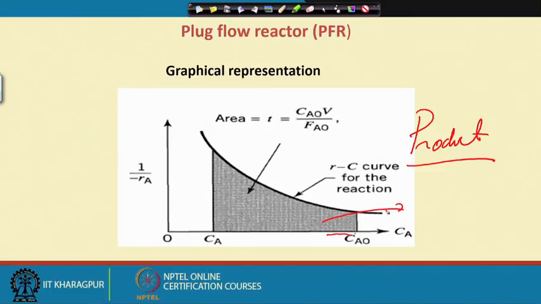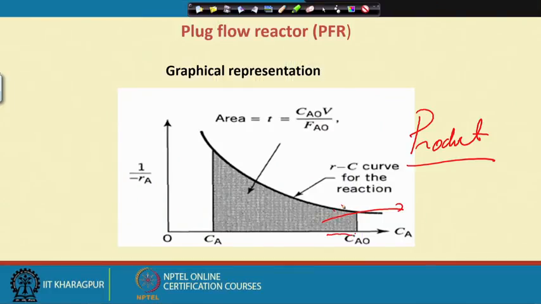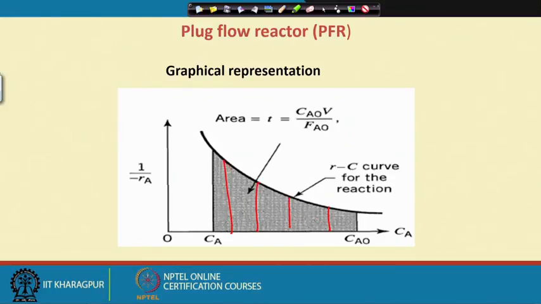Now, I told you the plug flow reactor is very difficult to operate. Am I right? Now, the question comes: is it possible to replace the plug flow reactor by CSTR? The answer is yes. How can it be done? If we put multiple CSTRs in series like this, what will be the area of the CSTR? It is like this.